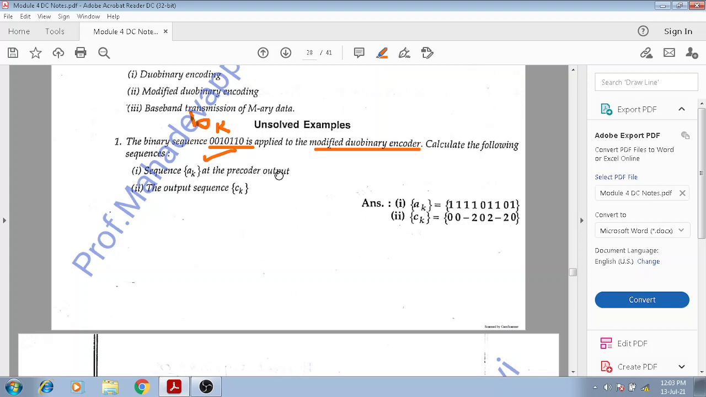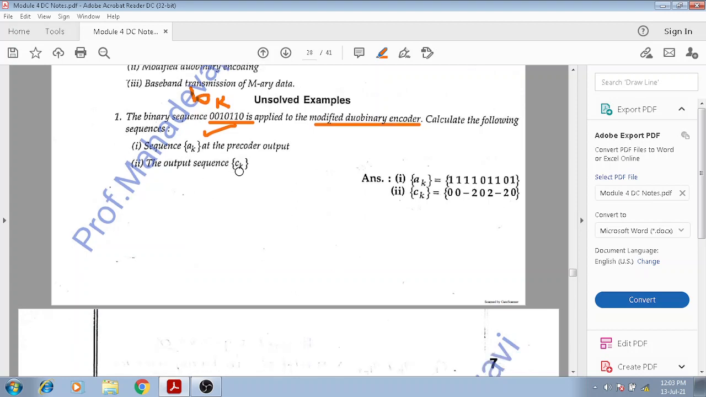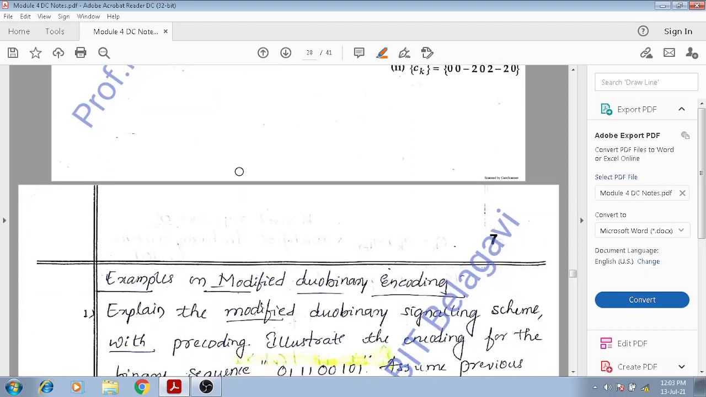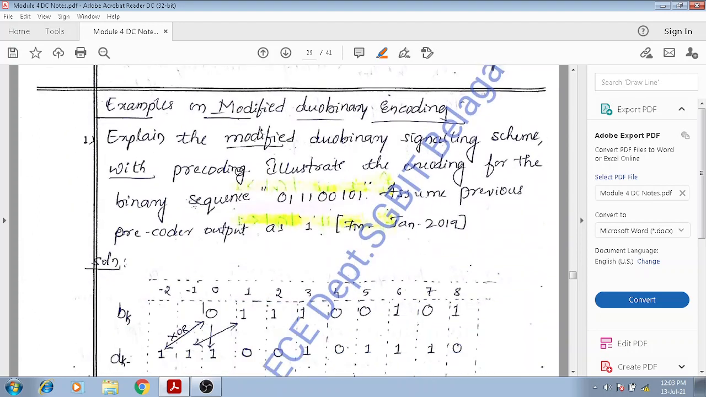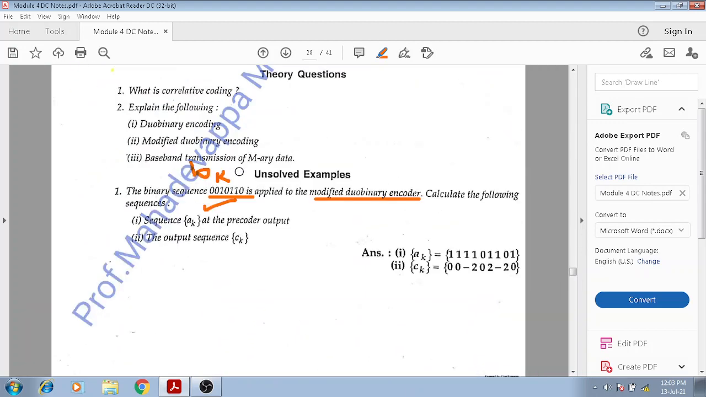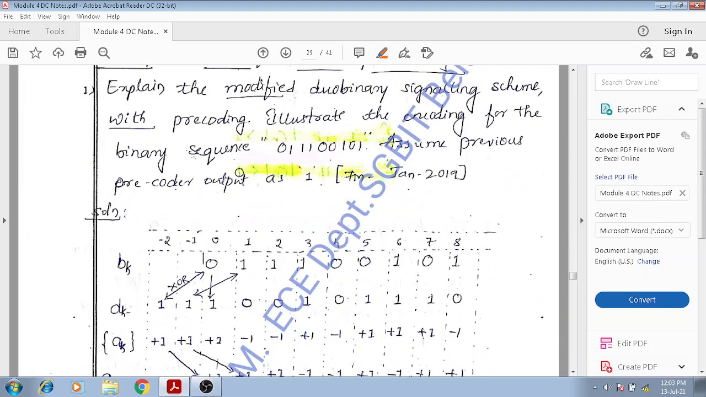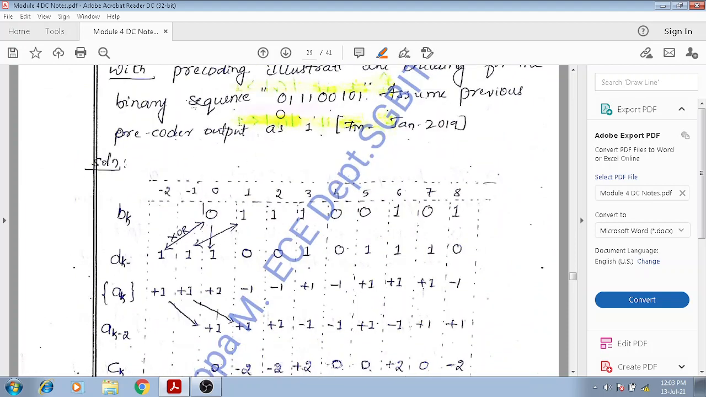What is the sequence AK? At the precoder output, it is the output of the level shifter. AK. Then the output sequence CK. I think the same 0 0 1 0 1 1 0. Here he has taken a different example, the sequence is different, so it's okay. We'll take this example 0 1 1 0 0 1 0 1.